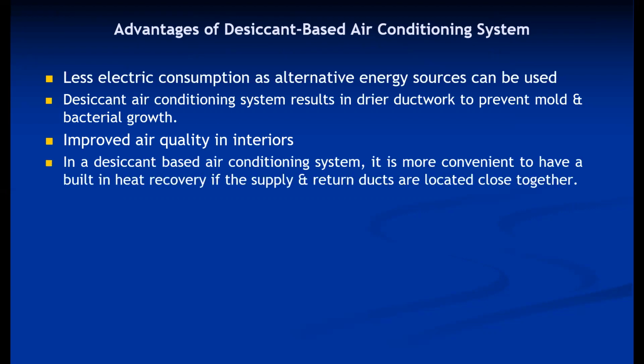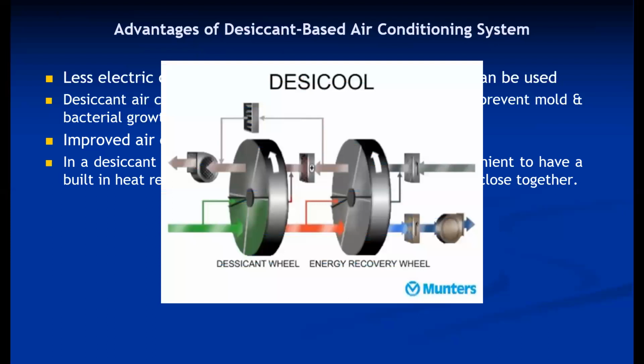Then in a desiccant based air conditioning system, it is more convenient to have a built-in heat recovery if the supply and return ducts are located close together. So these desiccant wheels are also used in association with heat recovery. That is, this is energy recovery. So energy recovery recovers the energy from return air. So this is, suppose, a return air. So it recovers that particular energy. These energy wheels are nothing but again the same structure, but that structure is made up of high conductive material. So it absorbs like a regenerator function.